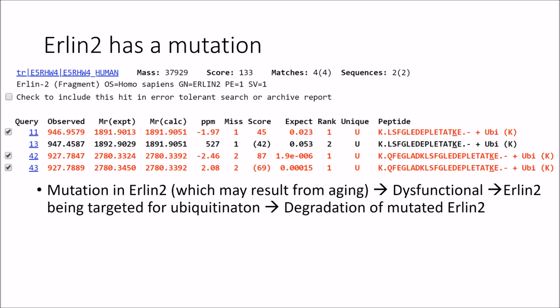ERLIN2 is part of the ERAD pathway as discussed earlier and may have the potential to be mutated as the proteostasis pathway declines with age. As we know, polyubiquitination is the process of targeting misfolded proteins, which are not functioning properly anymore, for degradation. Thus, results from the Mascot data search show that there is actually a mutated or non-functional ERLIN2 that is being targeted for ubiquitination.